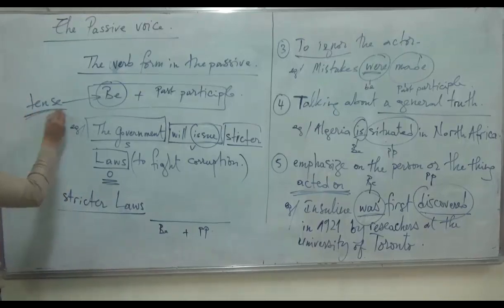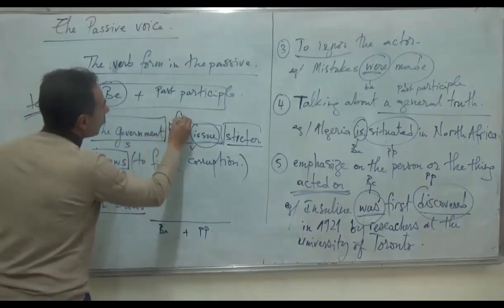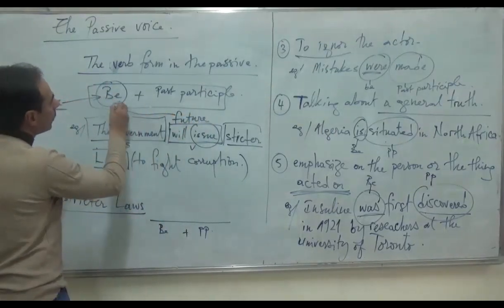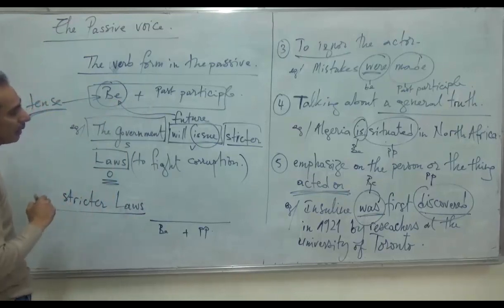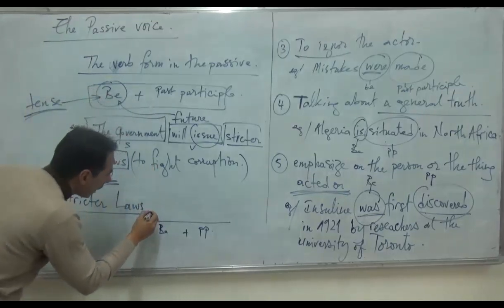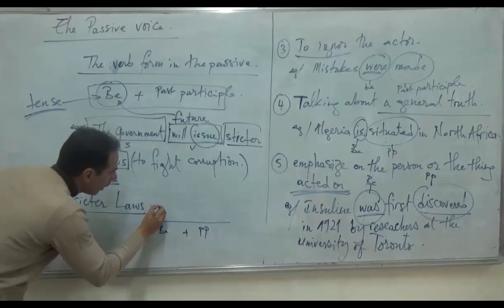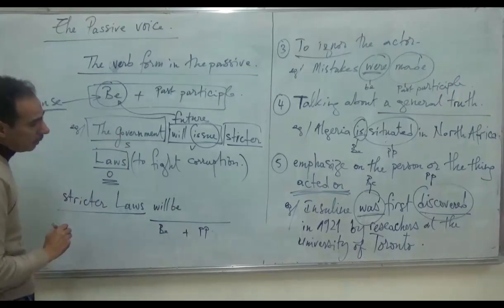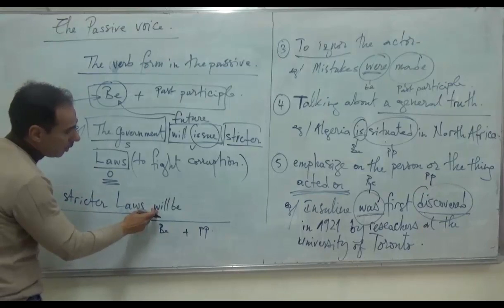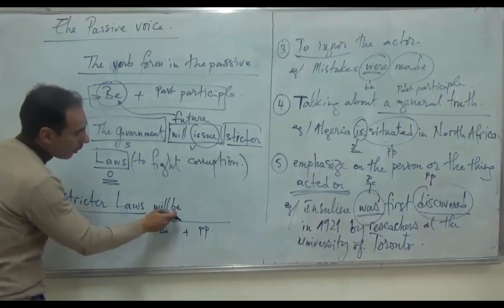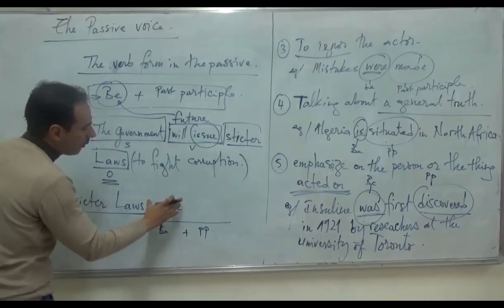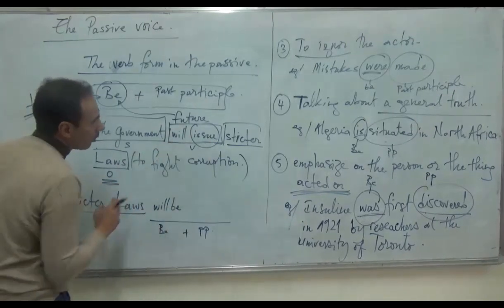To be takes the tense. Here I have the future. The future goes to be. So I am going to write to be in the future: will be. Because will is an auxiliary modal. After auxiliary modals you always have the infinitive. Will, infinitive. Will, infinitive. This is the future of the verb to issue.